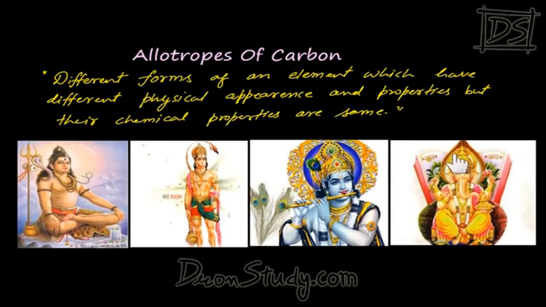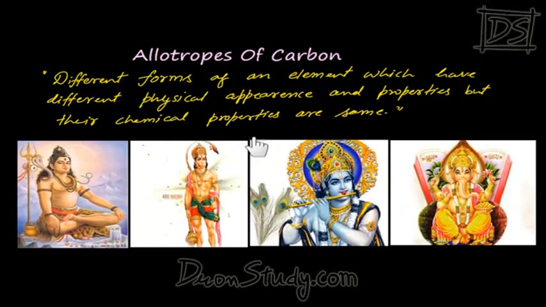We have different gods in different religions, right? This is Lord Shankar, this is Lord Hanuman, this is Lord Krishna, and he is Lord Ganesha. They are all gods. But are their physical appearances the same? Lord Shankar looks like this, Lord Hanuman looks like this, Lord Krishna is a bit dark, Lord Ganesha has the head of an elephant. Their physical appearances and properties are all different, right? But we worship all of them, and the powers of them all are the same.